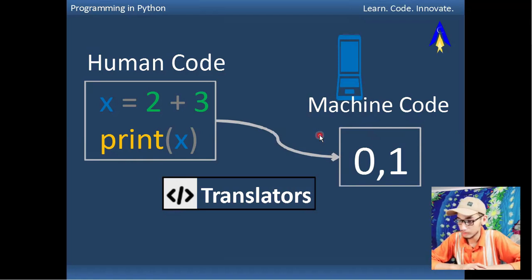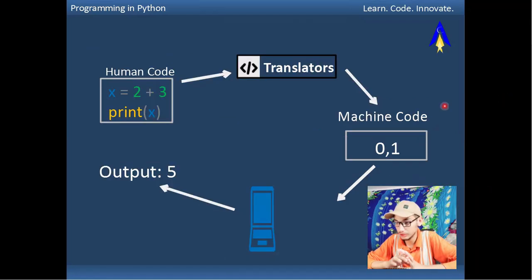Okay, so this is the whole flow of how human code is converted, executed, and output is generated. Human code goes to the translator, the translator gets that human code and converts it into machine code, which we also call bit code, which goes into the system. The system executes that machine code and generates output, which is converted back into a readable format, which is 5 in this case, because 2 plus 3 evaluates to 5. It is not that high-level mathematics to understand.